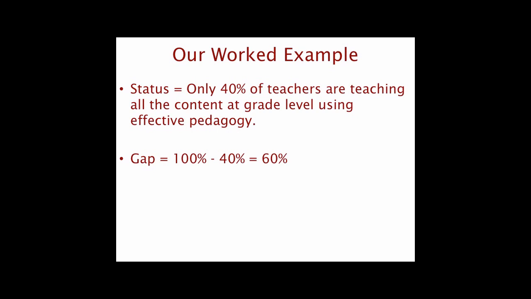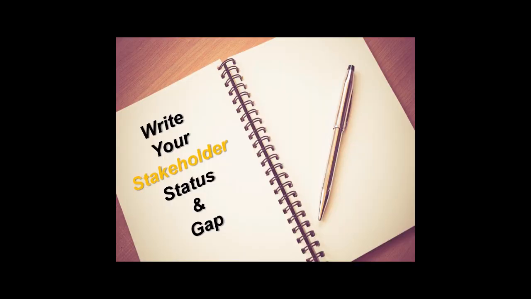Well, this 40% with simple arithmetic, as you can see, leaves us with a 60% gap. So now think about what data you would collect to measure your stakeholder goal and to determine what the current status is of that goal, and then subtract it from your desired goal to achieve the gap. And take a moment to do that, and then resume this video.